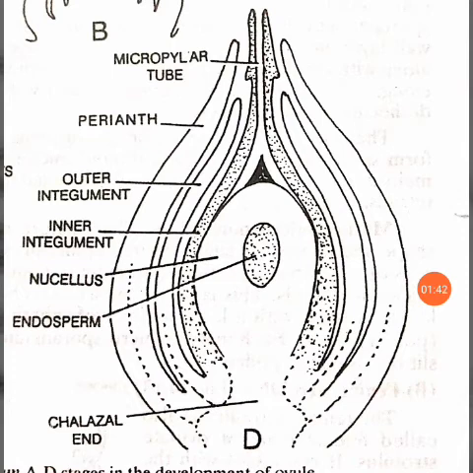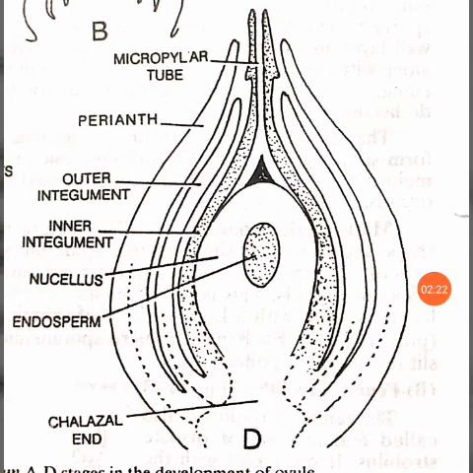The middle stony layer is termed the outer integument, and the inner fleshy layer is termed the inner integument, as pointed out by the arrows here. The inner integument, as you can see in this figure, elongates to form a long micropylar tube at the micropylar region. This micropylar tube is also referred to as the style.